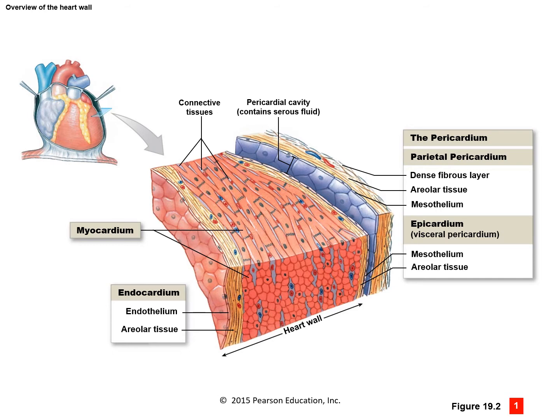From superficial to deepest layer, we have the pericardium, consisting of the parietal pericardium, and then the visceral pericardium, which is otherwise known as the epicardium. Then it goes myocardium, and then it goes endocardium, and that's from superficial to deep.